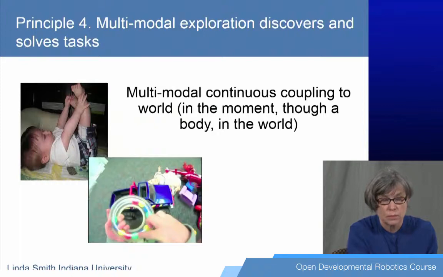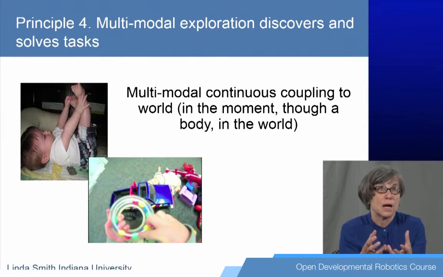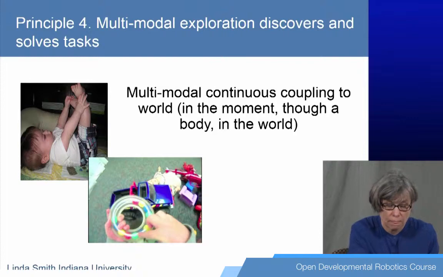Now I'm going to turn to a series of case examples, mostly from thinking about objects and object manipulation. And the fourth principle that I think you could take from development into developmental robotics is that infants, through multimodal exploration, discover and solve tasks. Babies don't have one sensory system. They have multiple sensory systems, hands and eyes and the motor components. And they are all continuously coupled in the world, in the moment, through the body, okay?